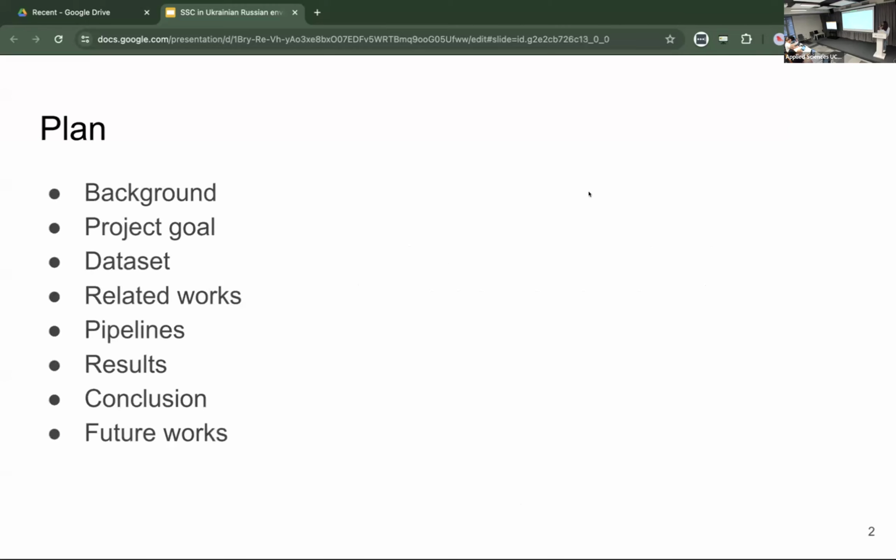The plan of today's talk is the following. First, I will discuss the background of my field and topic. Then I will define the project goal and review the data set we were working with during this project. Then I will discuss related works, which will include the common challenges in the field and the promising approaches which we use to define our pipelines. Then we will discuss the results of our work, state the conclusion, and define the future works.